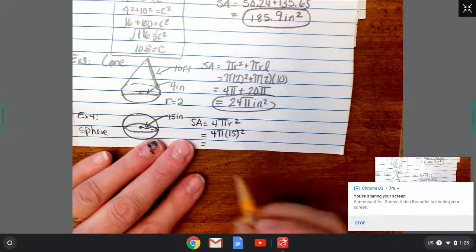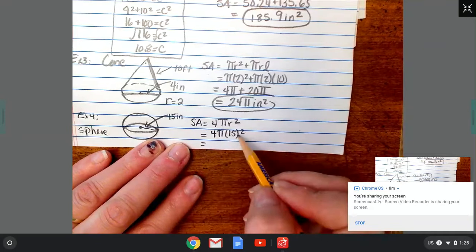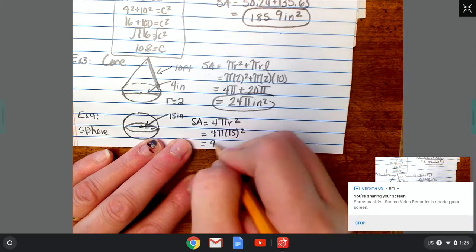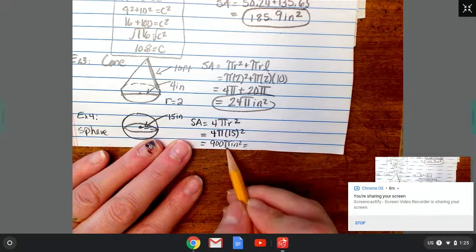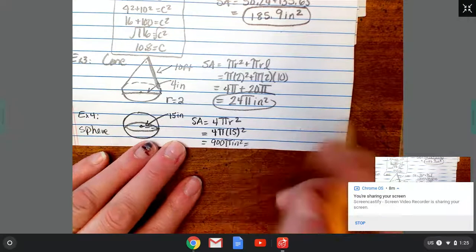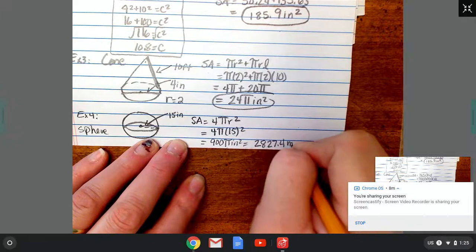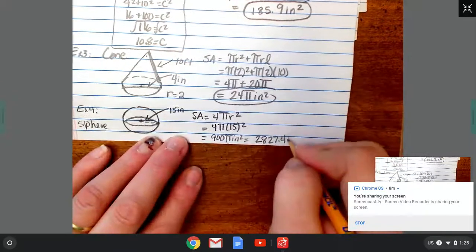Okay, a lot of times they do ask you to do a decimal or in terms of pi. If you're doing it in terms of pi, 15 squared is 225 times 4 is 900 pi. And then if you multiply that by 3.14 or the pi button, you should get 2827.4 inches squared.